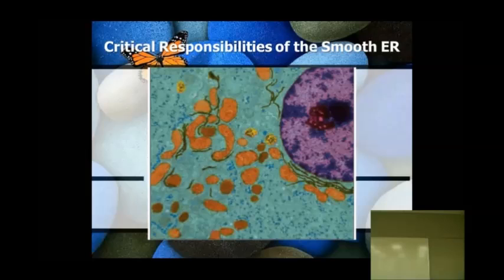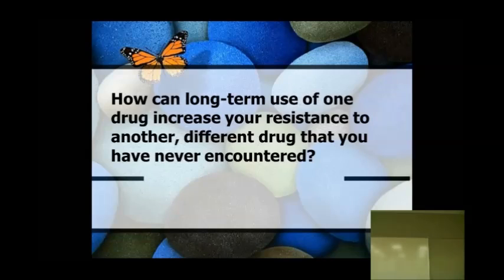So that's why, if any of you have ever heard of people building up a tolerance, like tolerance to alcohol, tolerance to drugs, that's because your liver is basically being run down and you're not able to get those things out of your system anymore. So if you think about the long-term use of one drug to increase your resistance to another, sometimes your body can reject drugs, or drugs may not work for you that might have worked in the past.